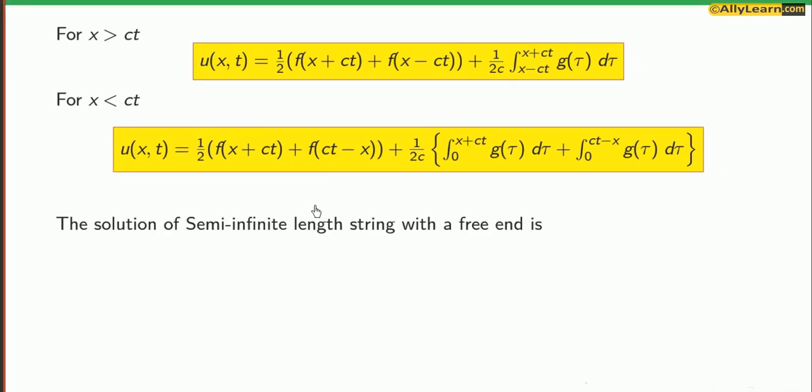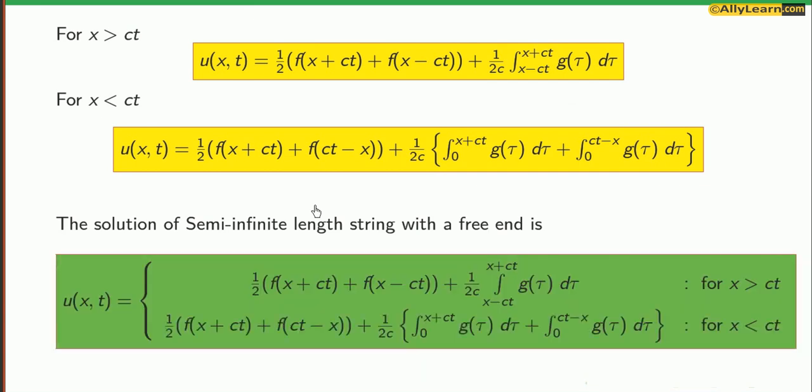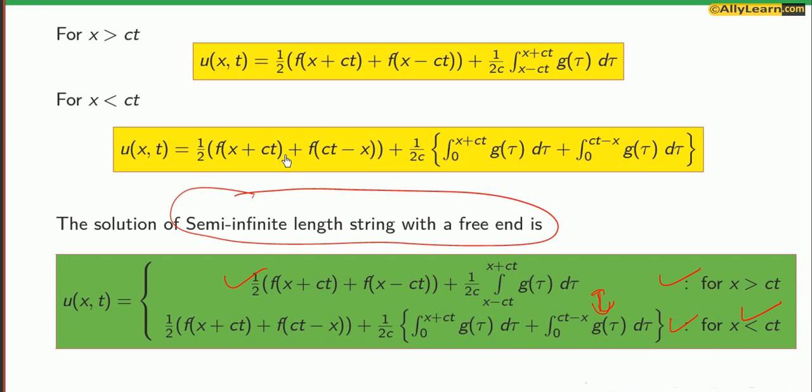So the solution of a semi-infinite length string with the free end in the clubbed format can be written in this form: u of x comma t equals this expression for the case x is more than ct, and equals this expression for the case x is less than ct. So friends, do remember the difference in the terms in the two cases, as this will be very important when we come to solving a question based on this problem of a semi-infinite length string with free end.